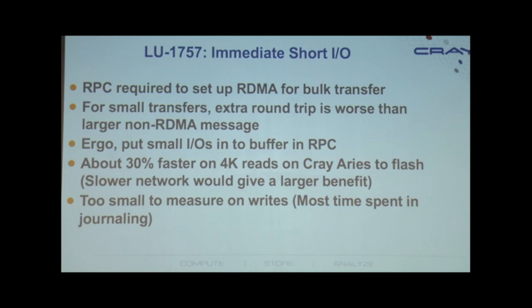In general, it is. So what we saw is about 30% faster on reads on Cray's Aries network, which is about as low latency as HPC networks get. I don't think anything's lower. And that's to flash. And so if you had a slower network, like for example, if God forbid you're running over your vanilla Ethernet and TCP, you would see a bigger benefit.